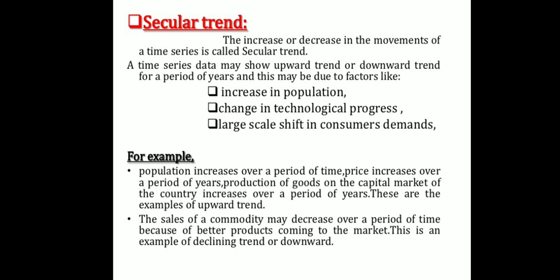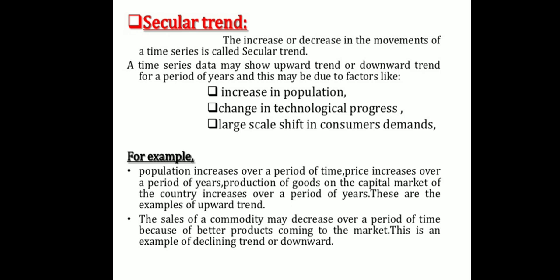Now let us go to the secular trend. Whenever change is year to year or day to day or monthly, there is an increase or decrease. The movement of a time series is called a secular trend. Sometimes there may be an increasing trend or a decreasing trend, or maybe no trend at all, no change, a stagnant value. That is known as secular trend.